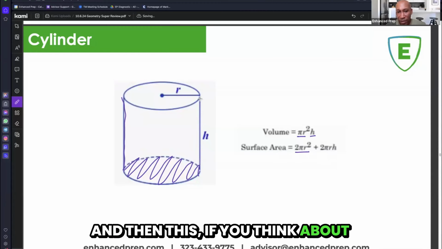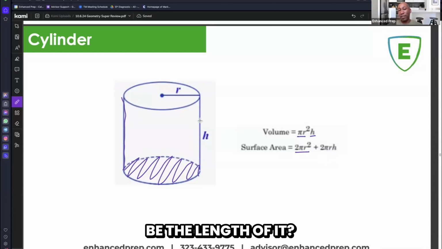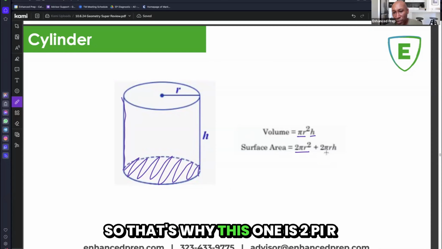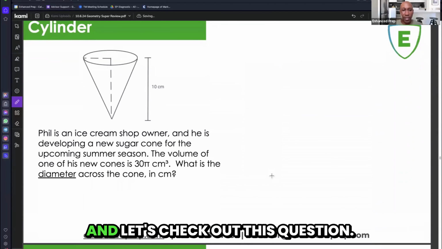And then if you think about the side part of the cylinder, if you open it up, what's going to be the length of it? Well, the length is going to be your circumference, and then you're going to have your height. So that's why this one is 2 pi r times h. So that's what you have as far as those equations. And let's check out this question.